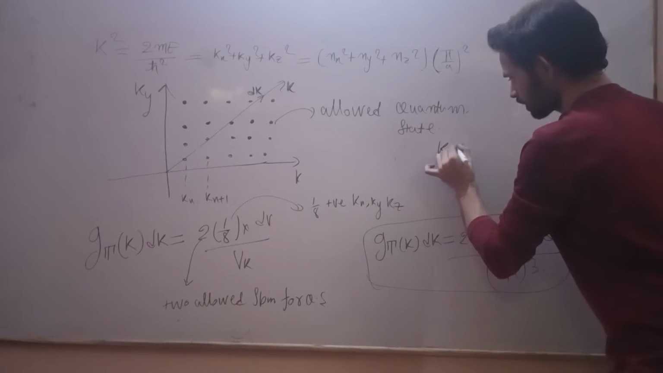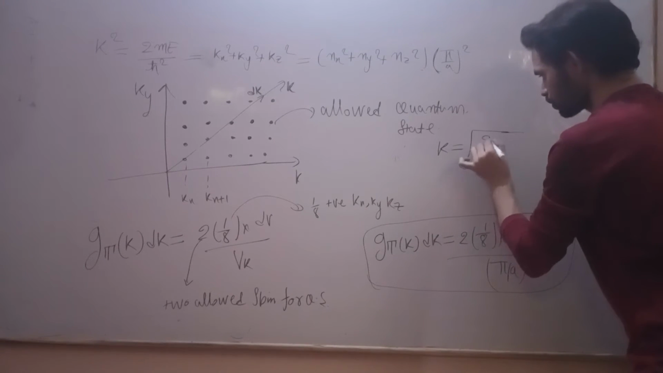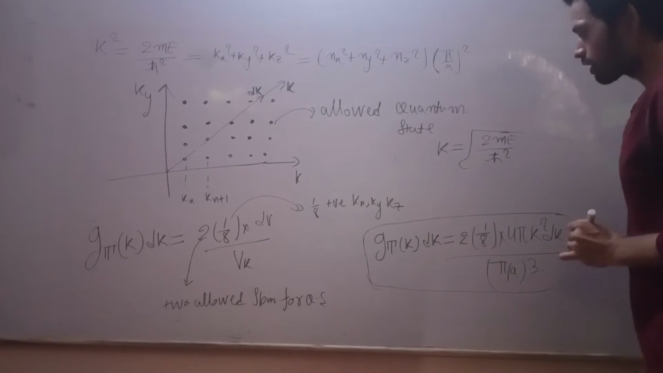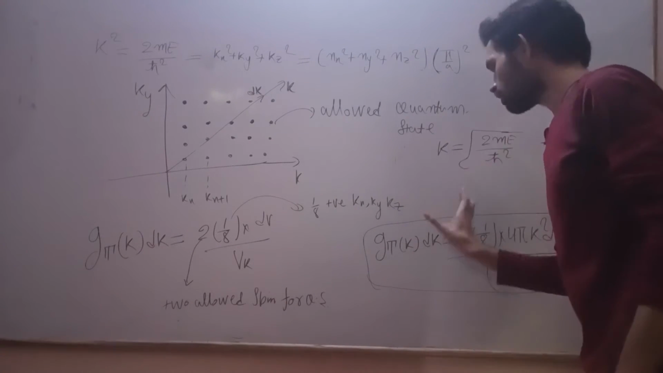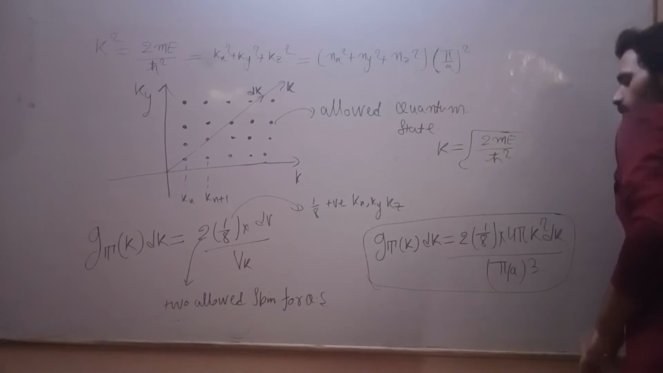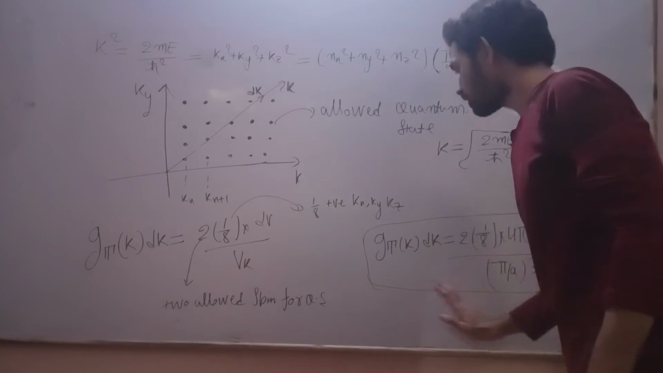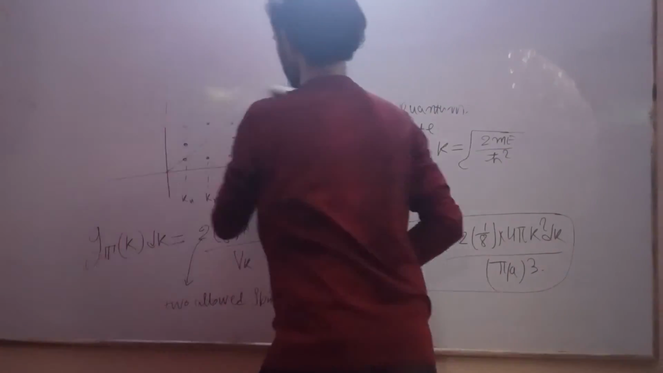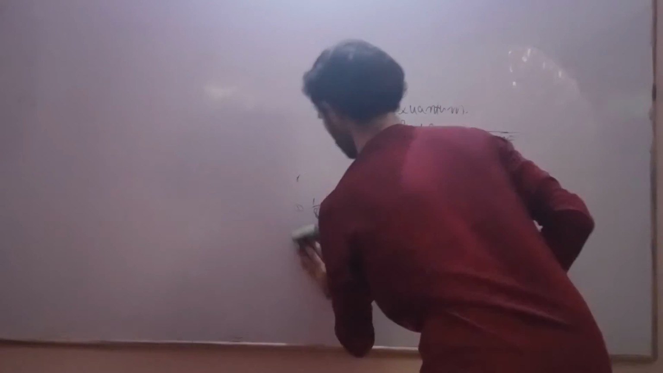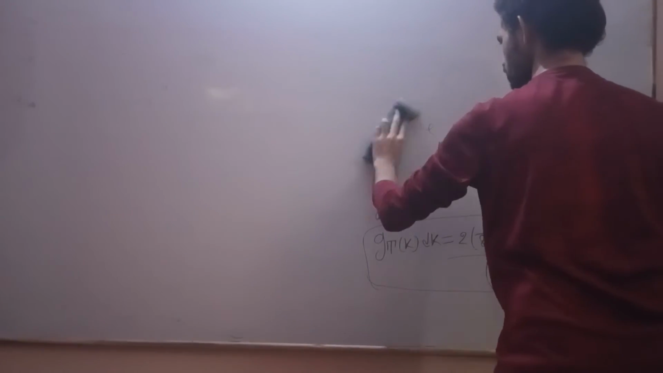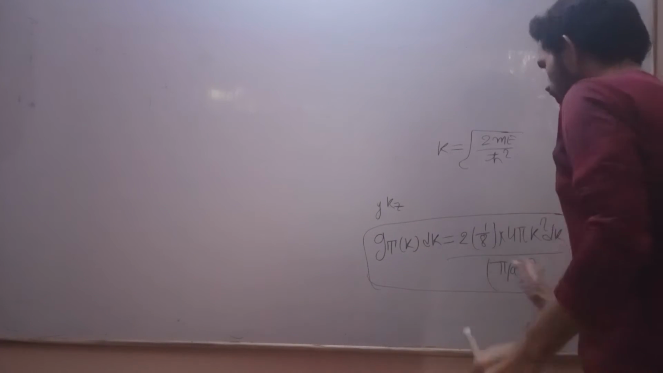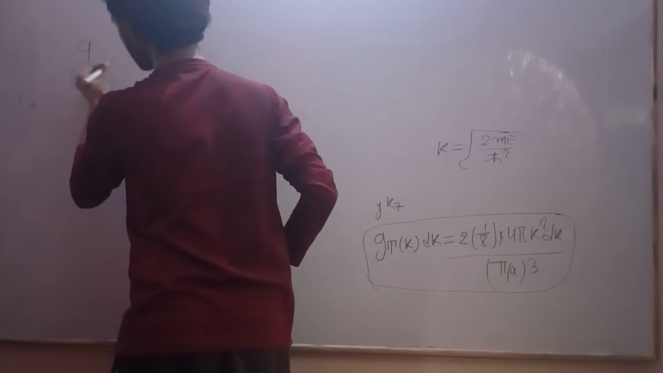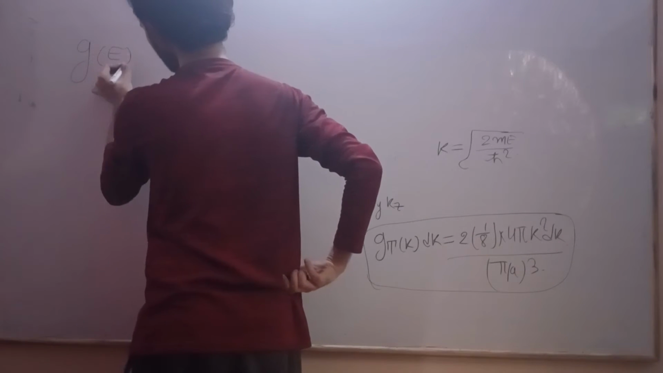Now just put this value of k, as we know, k squared is 2 me E divided by h cut square. Okay, so now replace this k value in terms of energy. We will get total density of quantum state. Okay, so let us see, I am going to rub this. Now you just put this value of k here, and we will get total number of quantum state. Okay, so we will get g of E dE.